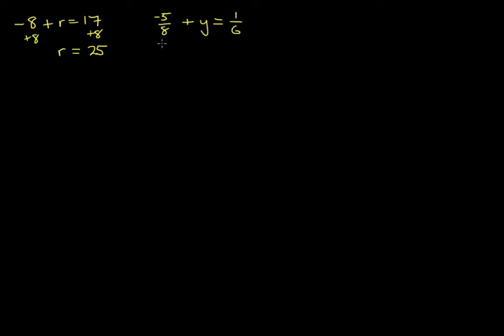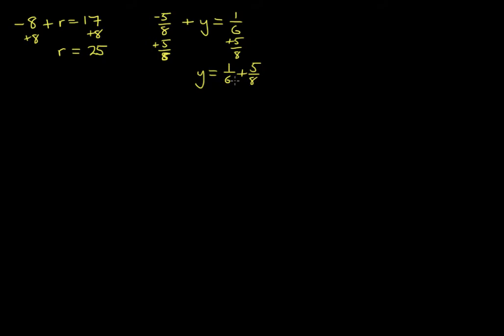We look at this -5/8. We're going to add 5/8 to both sides. 5/8, add 5/8 on this side, and so we get 0. -5/8 plus 5/8 is 0. y equals, I'm just going to write it out, 1/6 plus 5/8. Now we're not done yet. We have to figure out what that is equal to.